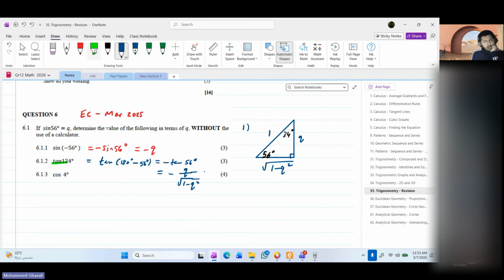What is cos of 4? Whoa. Remember I taught you that before? So be careful of this. Anyone knows what's cos of 4?